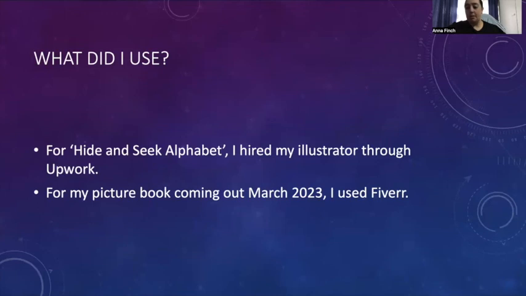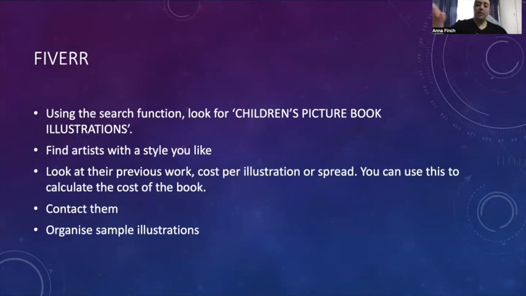They're all very easy to use. With Fiverr, to find an artist, literally just go to Fiverr, type in children's picture book illustrations, and look through the artists. You can select the level 1 seller, you can select a pro seller, level 2. You can do a couple of selections to filter the results. You can pick a particular style as well. Have a look at the artists, have a look at their portfolios, see what style you like or what fits your book. Look at their previous work, cost per illustration or spread.